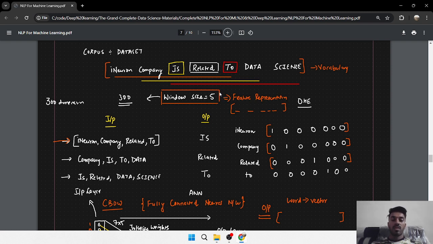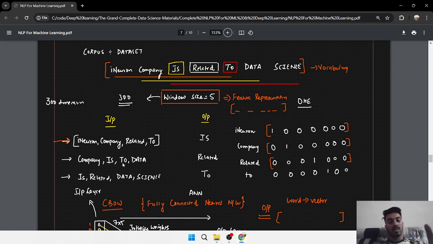Suppose you have defined a window size of 5, then you have to take two words from the right and two words from the left of the middle word. And the middle one is what we ask the model to predict. So for example, I neuron company related to, we have to ask the model to predict it. If we provide I neuron company related to, then you have to predict the possible vector, where the input is these words and the output is the middle word. So this is how we have created our input and output.